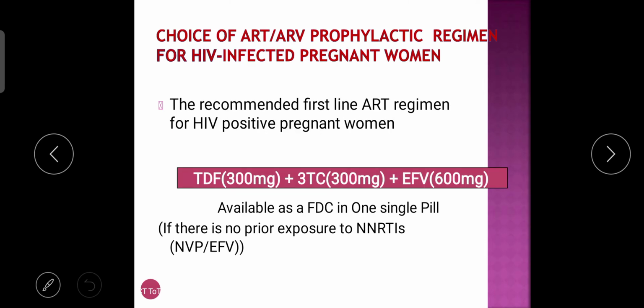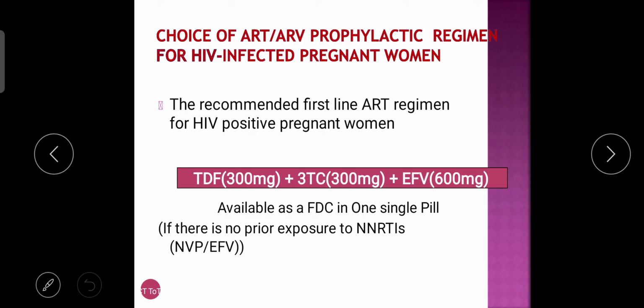Next is choice of ART or ARV prophylactic regimen for HIV infected pregnant women. I have told you so many medicine names, but all the medicines we can't give to pregnant women. There are some drugs which, I'm not saying they are good, but we can give if the mother wants to continue her pregnancy.